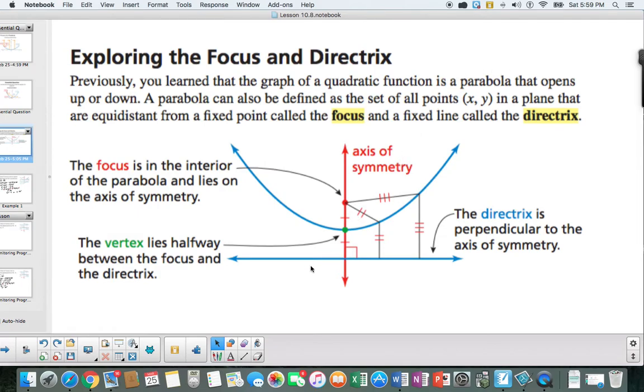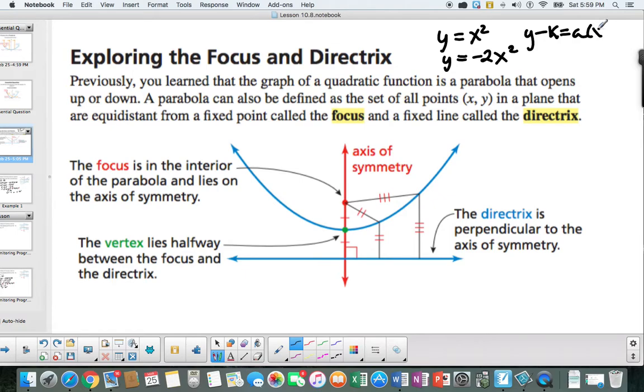In the past, in Algebra 1, you've looked at an equation first, y is equal to x squared. You may have looked at more complicated equations, y equal to negative 2x squared, and you may have even gone into the HK format, y minus k is equal to a times (x minus h) quantity squared.